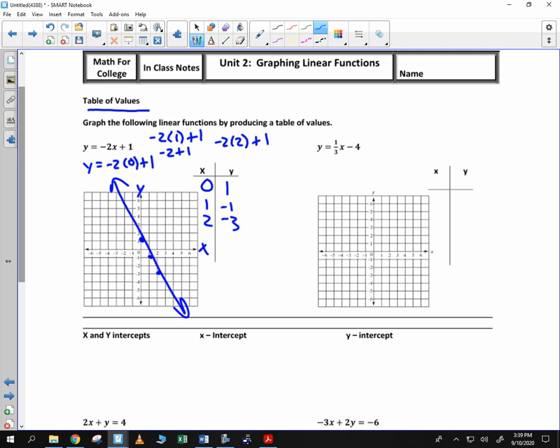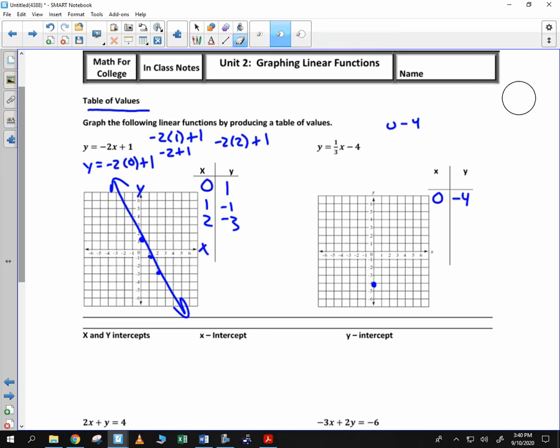All right, as you look at your next one, this one is different because it has a fraction. If you plug in 0, it's fine because 1/3 times 0 is 0, and 0 minus 4 is -4. Okay? But if you plug in 1, that doesn't work out very well because 1/3 times 1 is 1/3.